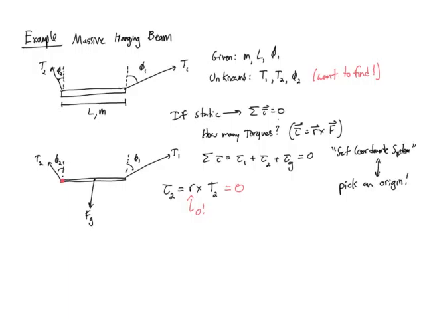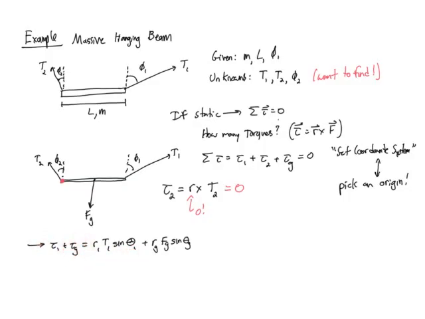I could have picked, for instance, T1 and then made the torque from T1 be 0. Or I could have picked the point there and said that the torque due to gravity is 0. But because I didn't know T1 or T2, if I picked that to be 0, then I would not be able to solve the problem. In fact, if I had picked here to be 0, then I would have 2 unknowns, T2 and phi 2. So actually this is the only point I can pick that will allow me to solve this problem. So now the sum of my torques is tau 1 plus tau g.